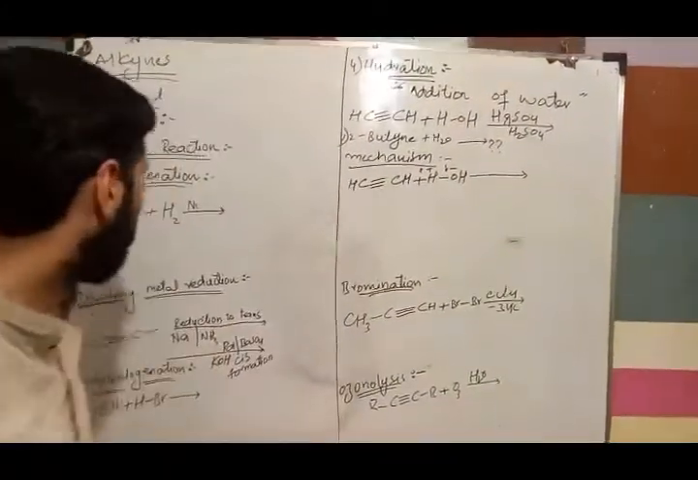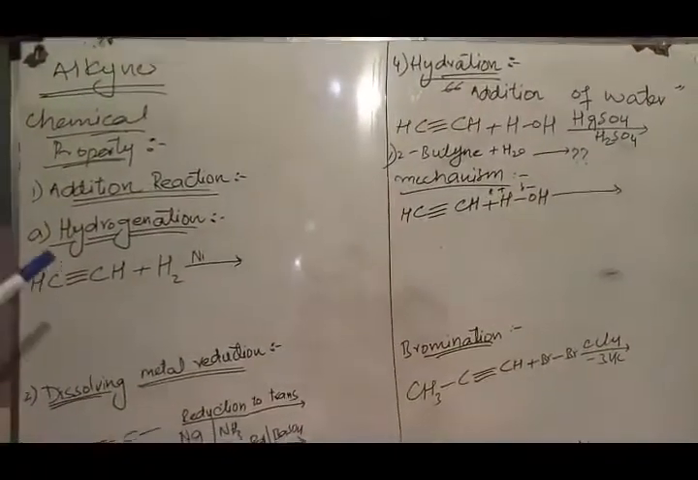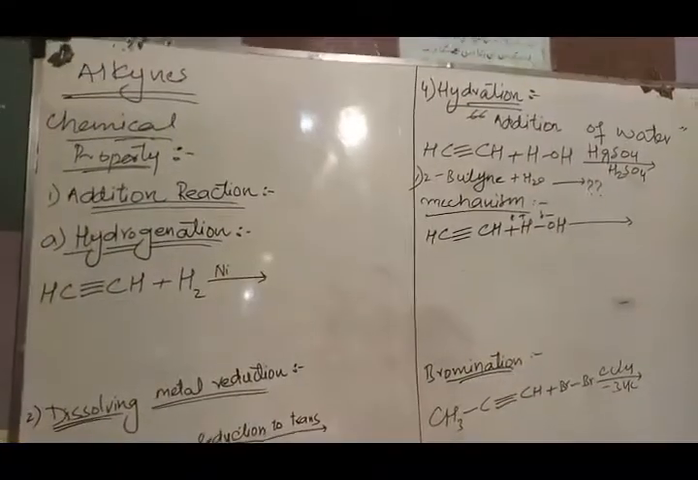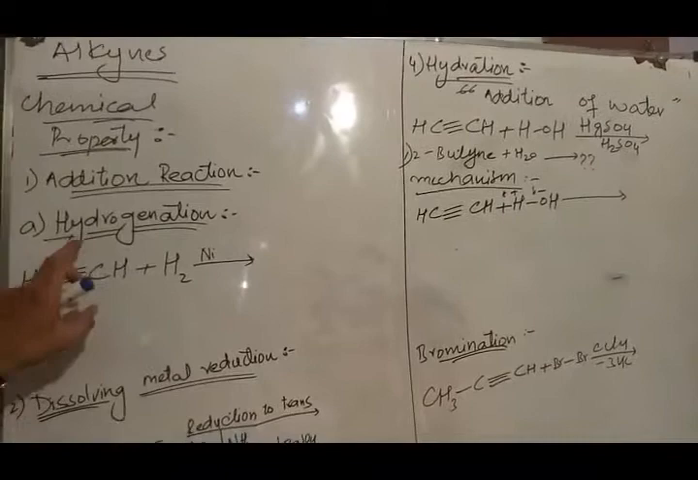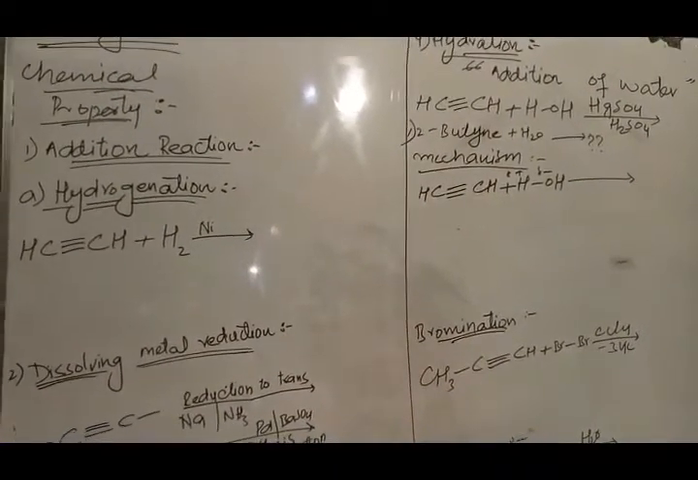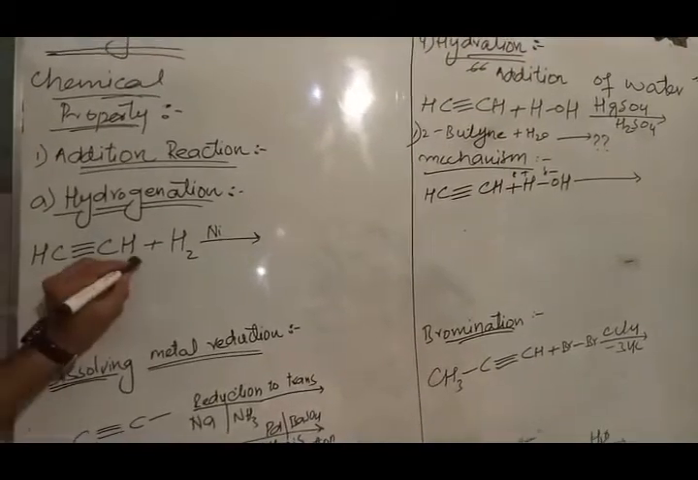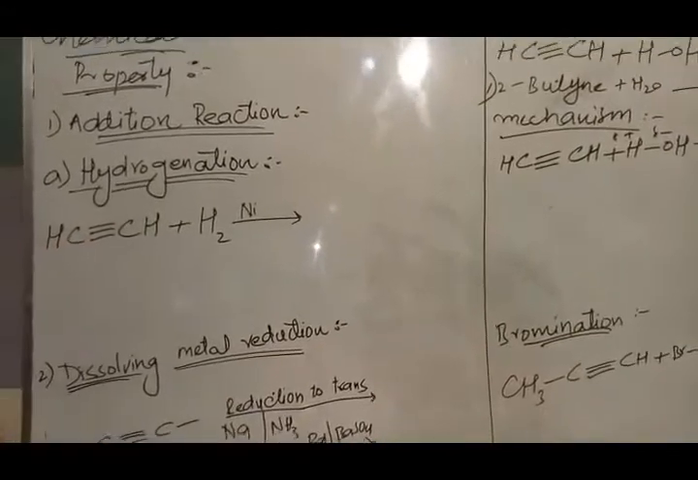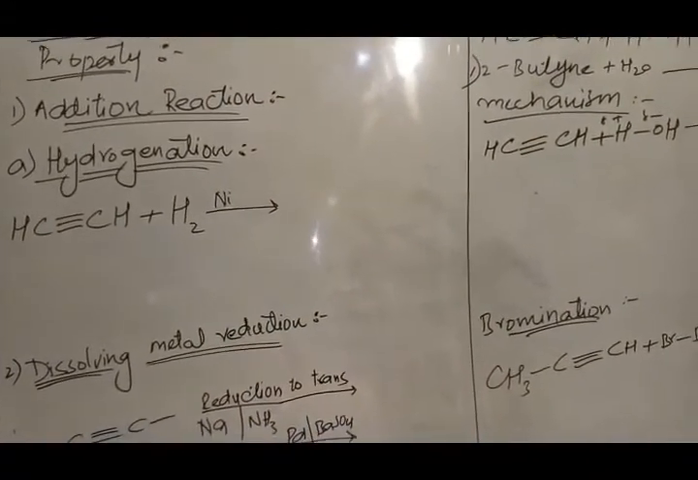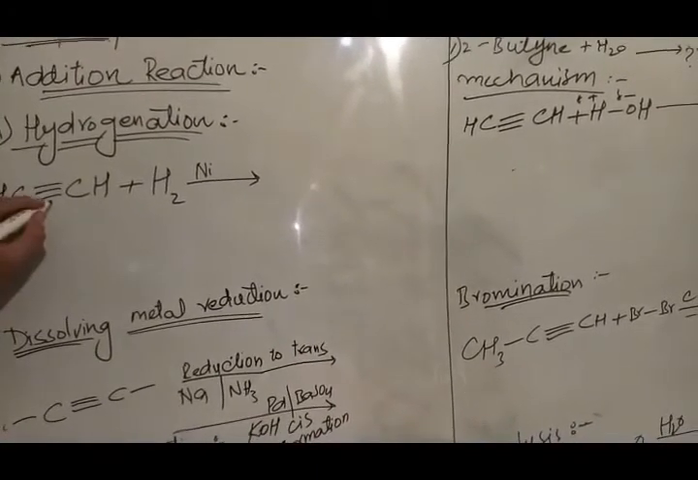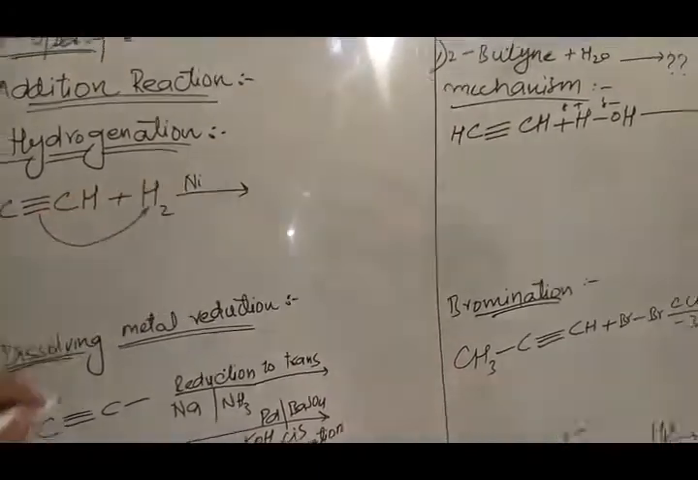So let's start. The first type of reaction is addition reaction, and in addition reaction our first topic is hydrogenation. As you are familiar with the term, hydrogenation means addition of hydrogen. So we are going to add hydrogen to our given reactant, alkynes. Now as you know, the pi bond is a nucleophile, so this pi bond will attack the hydrogen.